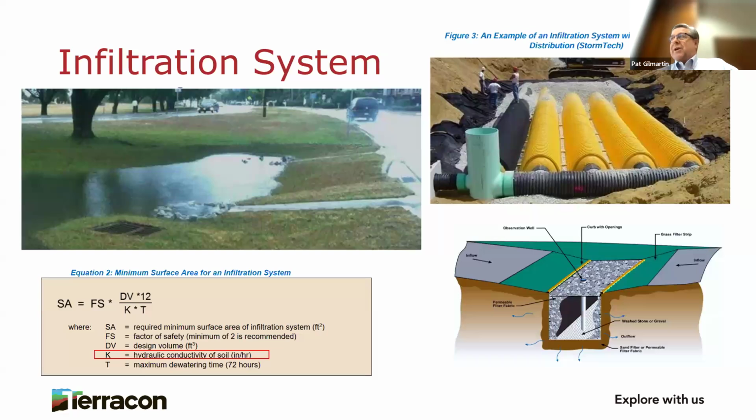The seasonal high water table in general for infiltration systems should be at least 2 feet below the bottom of the system. And the infiltration rate of the in situ soil is needed to design the infiltration system. These systems work best when there are soils with high infiltration rates under them, such as sands with an infiltration rate greater than 1 inch per hour.